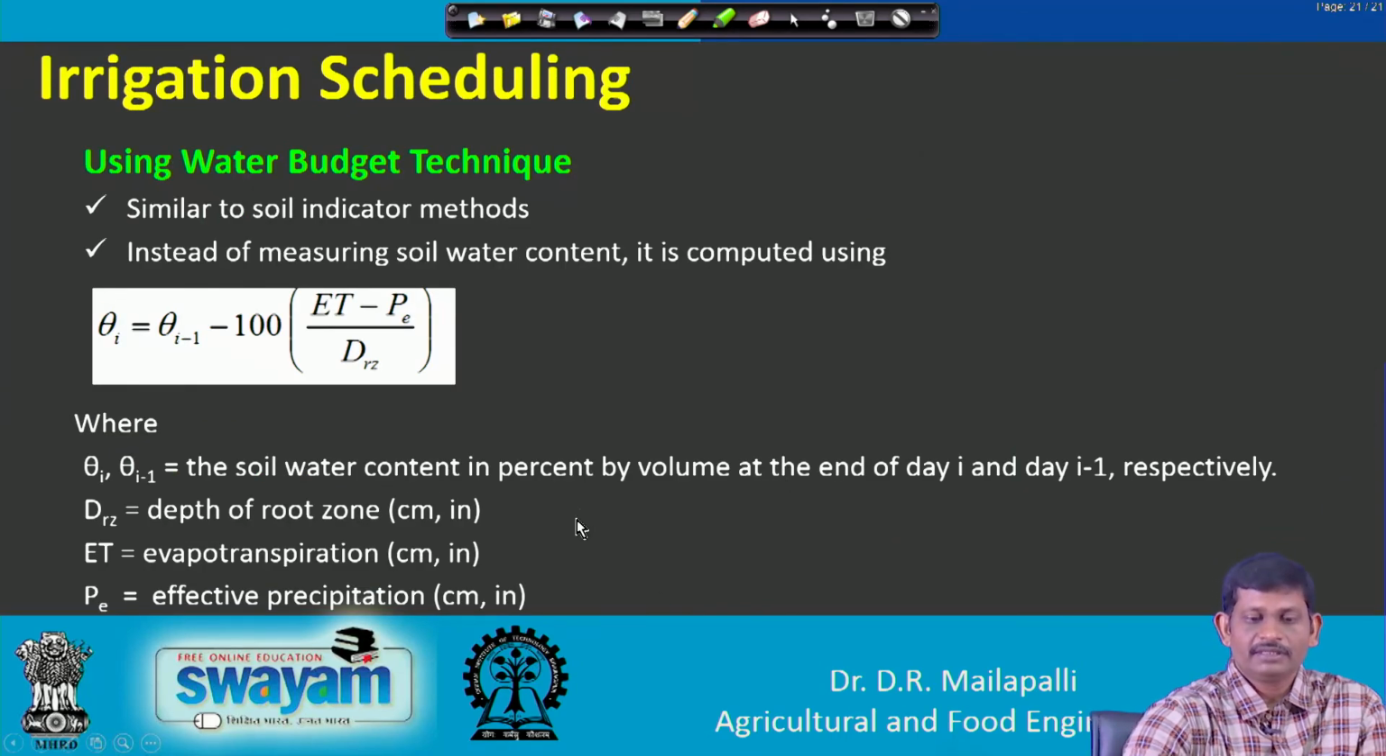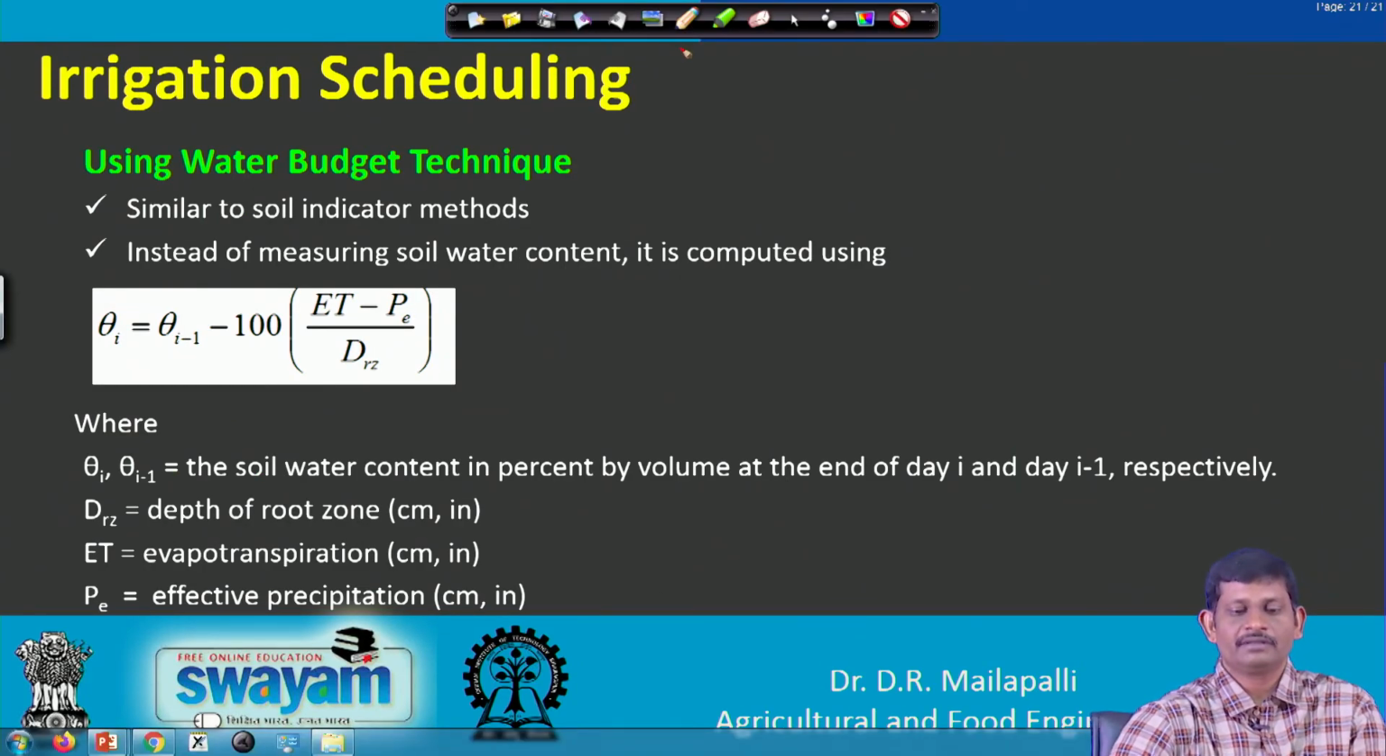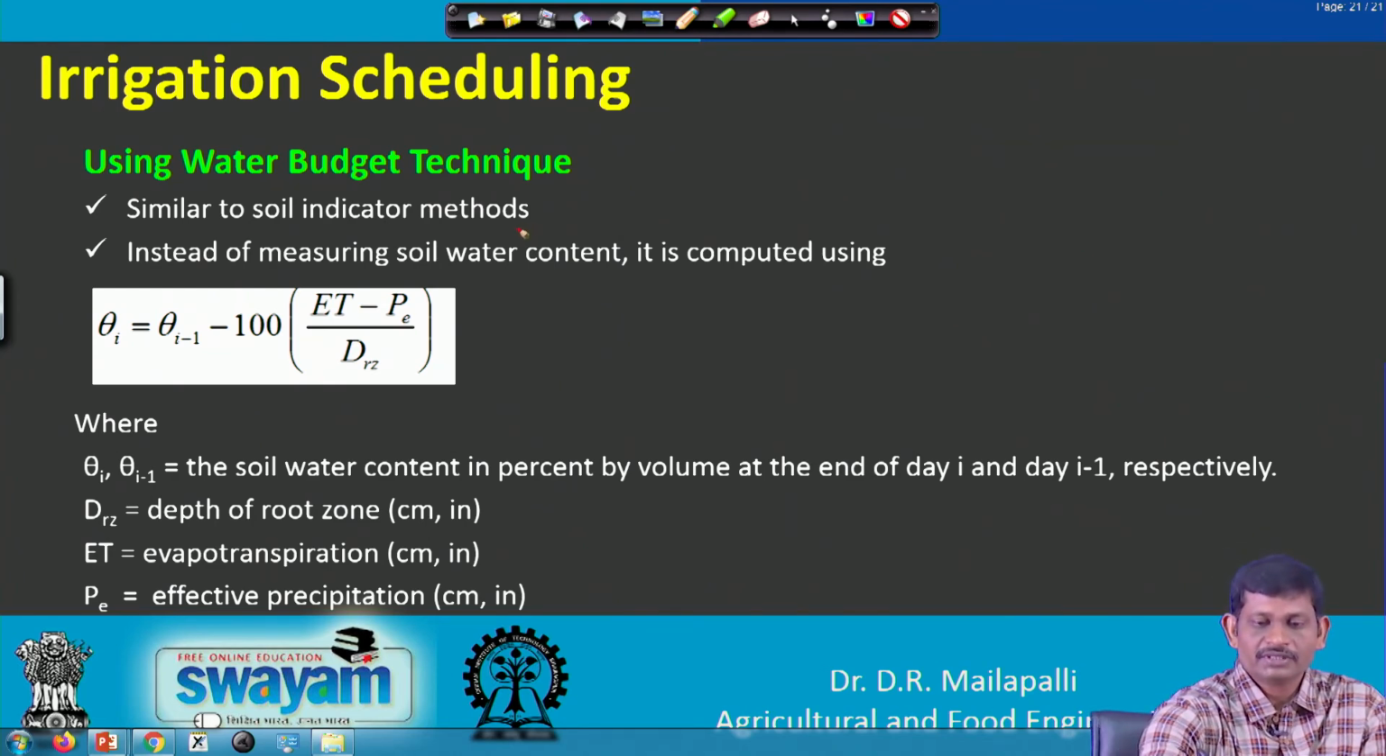So for example, here using the water balance technique, how to estimate when to give irrigation and how much to give. Similar to soil moisture indicator methods, instead of measuring soil water content, it is computed using theta i minus 1 minus ET minus Pe. This is effective precipitation, that means water which is going into the soil, and this is the root zone depth.